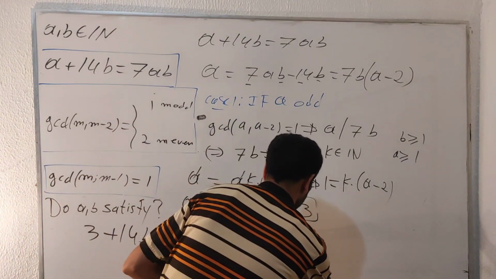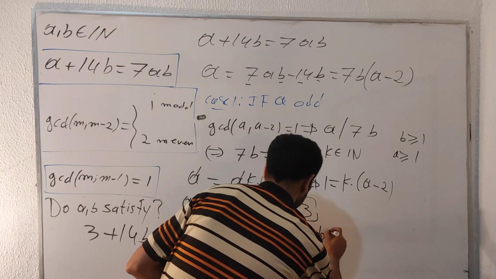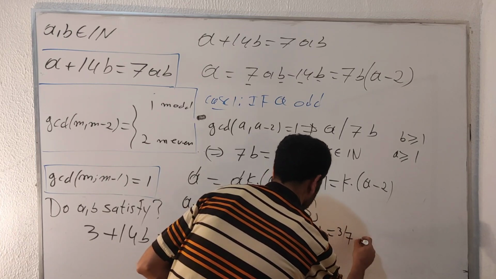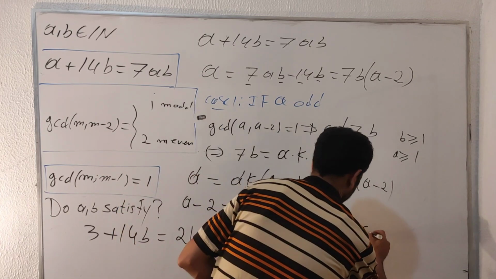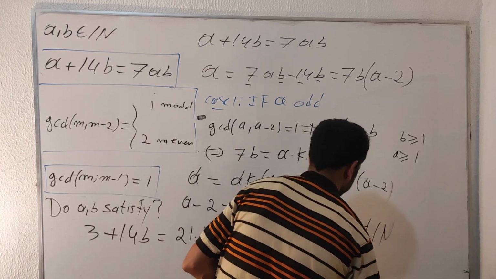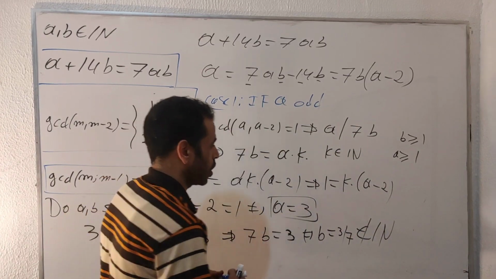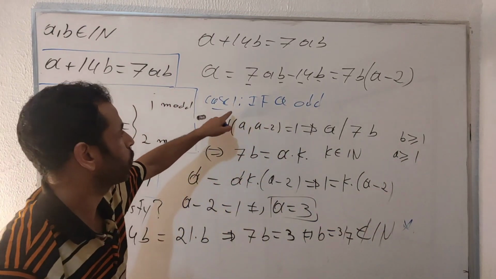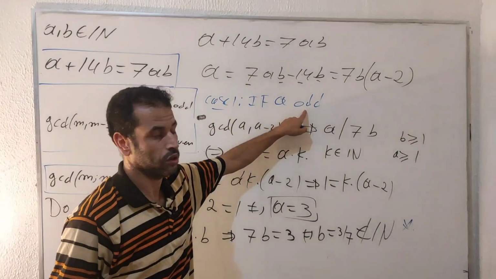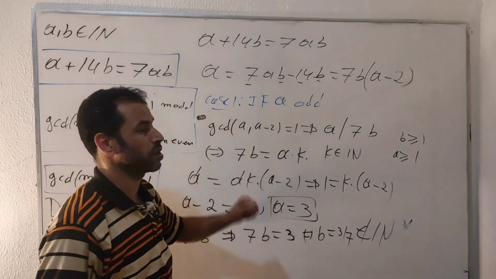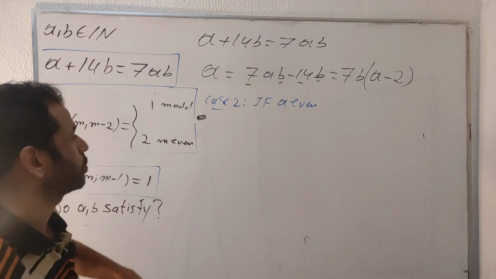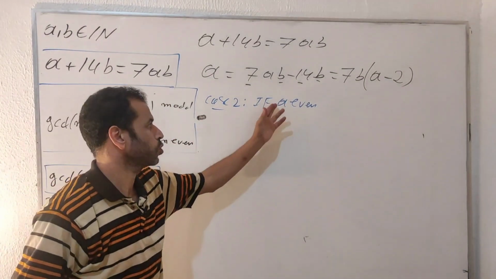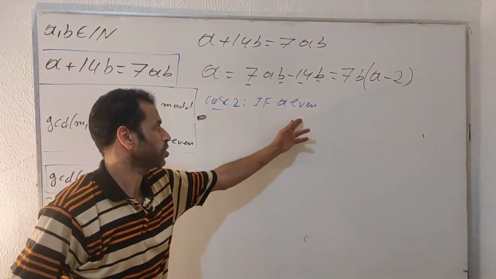which means B equals 3 over 7. But this one is not an integer, so we have no solutions for this equation when A is odd over integers. Let's move forward to the second case. Previously we have shown we have no solutions when A is odd over integer numbers.